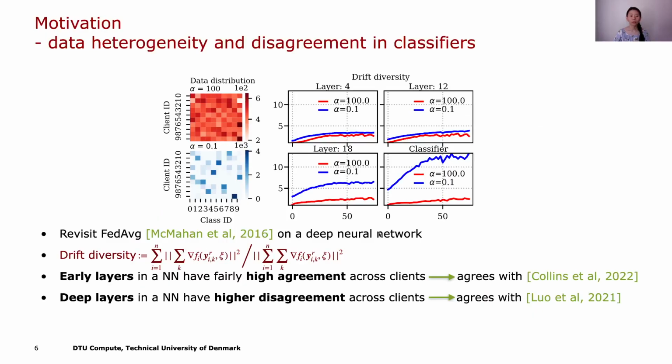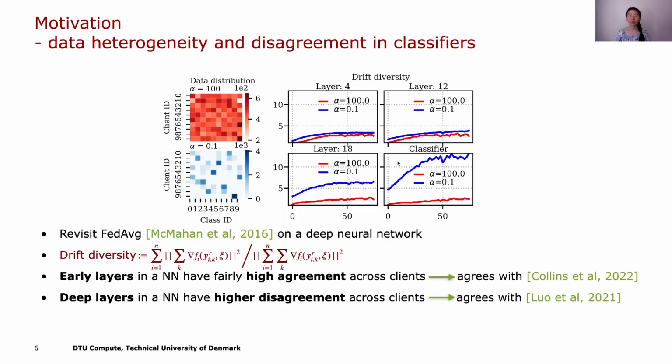To do so, we first revisit the federated averaging algorithm, which is a popular algorithm in federated learning. We want to understand what is the main reason for the unsatisfactory performance when the clients are heterogeneous. We performed a simple experiment using VGG11. We use the CIFAR10 dataset, and we split the data following a Dirichlet distribution using concentration parameter alpha. When alpha is small, the clients are more heterogeneous. We then define a quantity called drift diversity that can indicate the agreement between the model updates across clients. And here is the result.